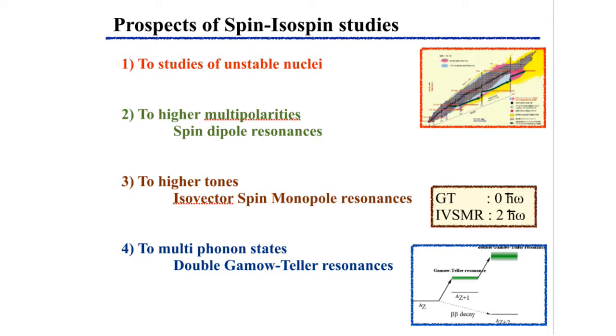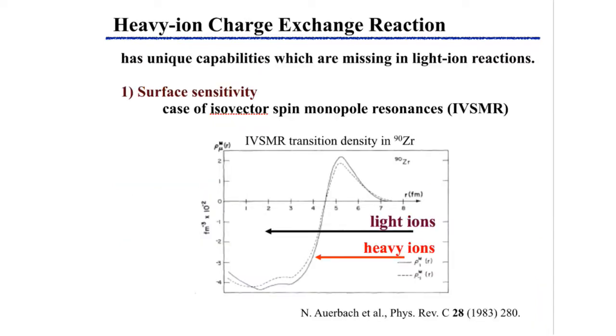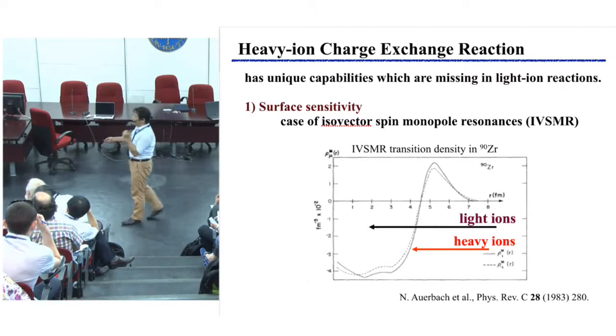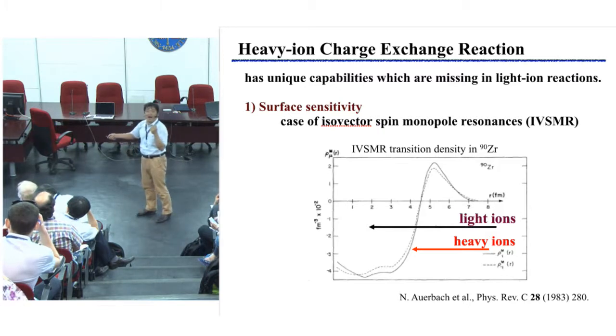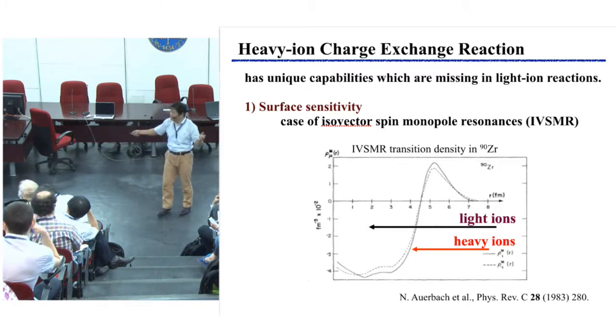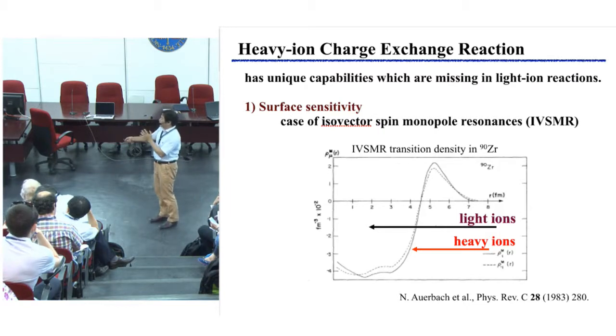Then definitely we need a heavy ion charge exchange reaction. It is because this reaction has unique capabilities which are missing in light-ion-induced reactions. I will list three capabilities of the heavy ion charge exchange reaction. One is the surface sensitivity. This is especially the case for the isovector spin monopole resonances, which are a higher tone of Gamow-Teller resonances.